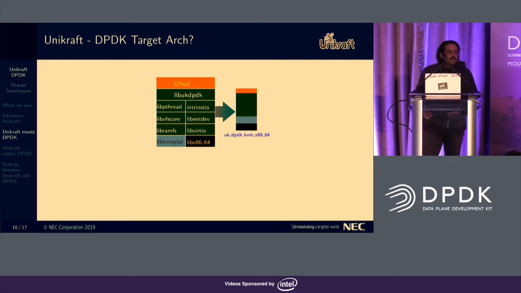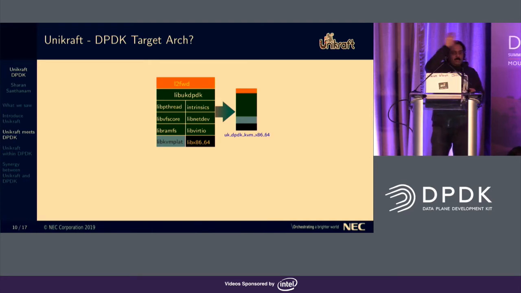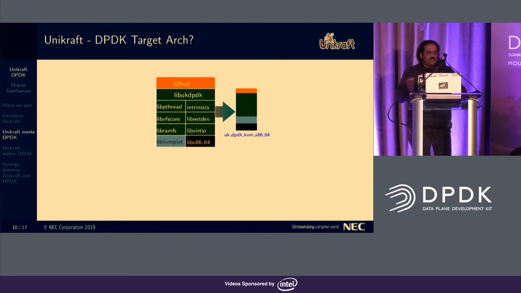So with that in mind, this is how we pictured our porting towards DPDK when we started. This is how we envisioned it would be. We had a DPDK application running there, and then we have a glue code, which is the lib UK DPDK, and then the different libraries which DPDK requires, for example pthreads and intrinsics. And if you need some file system support, then you have the VFS core running on top of that. This is not a comprehensive list, but it's just to give you a mental picture of what we thought of.